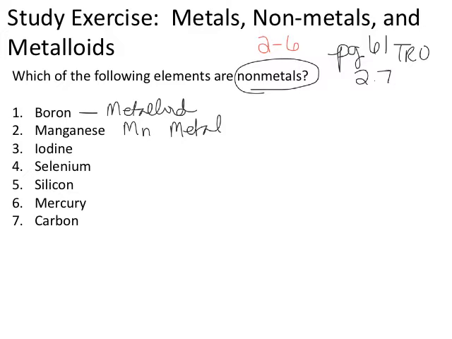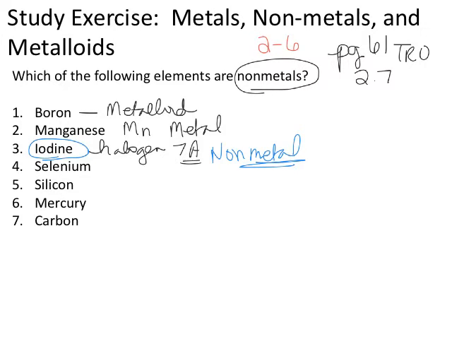Iodine is one of your halogens. Halogens are group 7A of your periodic table. This actually would be a nonmetal. Okay, halogens are nonmetals. And you go down to astatine, and that's actually a metalloid. So iodine is a nonmetal.